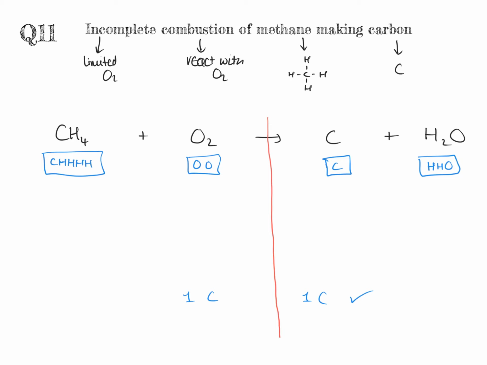Let's go on to hydrogen. We've got 1, 2, 3, 4 hydrogens on the left, and 2 hydrogens on the right. So the hydrogen atoms are not balanced and we need to sort that out. So first question to ask yourself is, do we need more hydrogens on the left-hand side, or do we need more hydrogens on the right-hand side? Well, at the moment we've only got 2 on the right-hand side, so we need to put more on the right. Which box are you going to draw again out of the ones that are on the right?